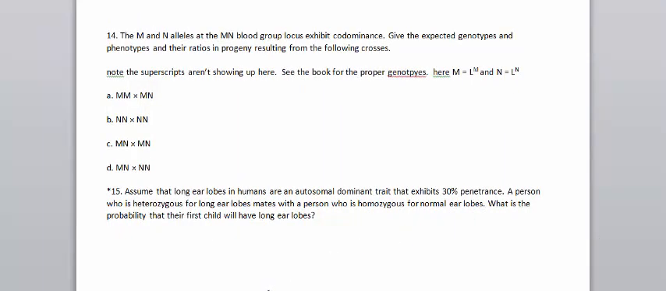Here, the information is given to us ahead of time, so that's useful. It says that M and N alleles are blood groups that exhibit codominance. So that if it's codominance, that means this gives you the M phenotype.